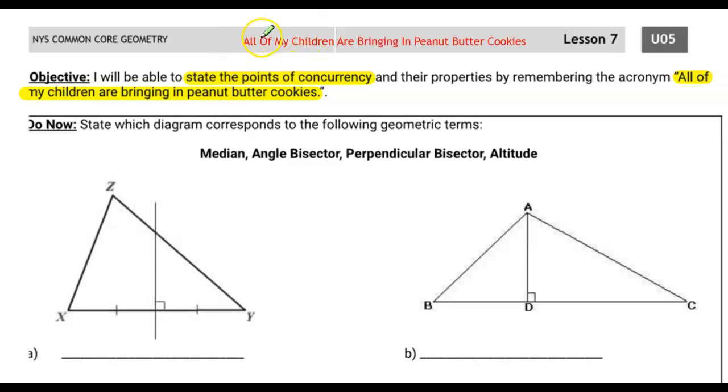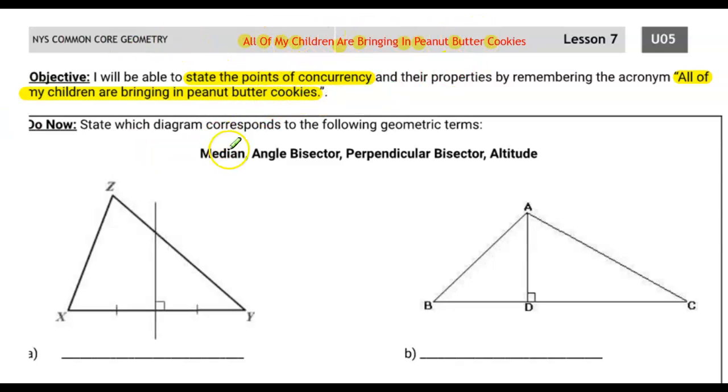And once you remember the acronym, all of my children are bringing in peanut butter cookies, you can say, well, A, O, M, C, A, B, I, and then P, B, C are the letters you're supposed to remember. What do these mean? Don't worry, you'll find out soon enough.